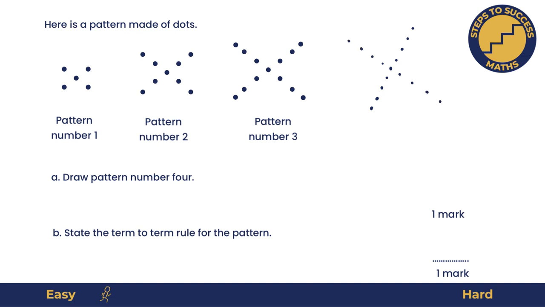Part B, state the term-to-term rule for the pattern. So the first one has 5 dots. The second one has 5, 6, 7, 8, 9 dots. The next one has 13 dots. So what you can see is it's going up by 4 each time. So the term-to-term rule, how I get from one term of the pattern to the next, is to add 4.